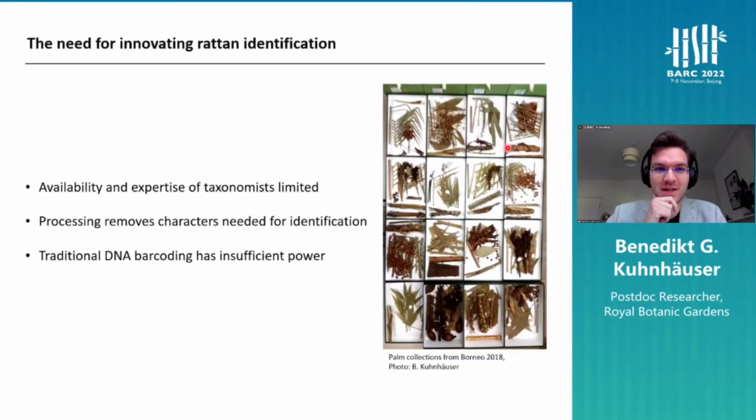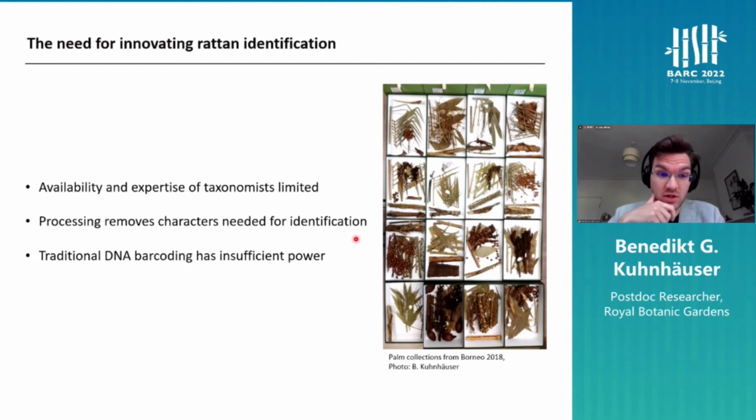Identifying rattan cane is extremely difficult, similar maybe to bamboo. We have only a handful of experts worldwide who know rattan species. The very first steps in the rattan cane supply chain remove the characters that are needed for identification. All leaves and flowers, for example, are gone after the very first steps. One way to improve the situation would be DNA barcoding, so using DNA for identification.